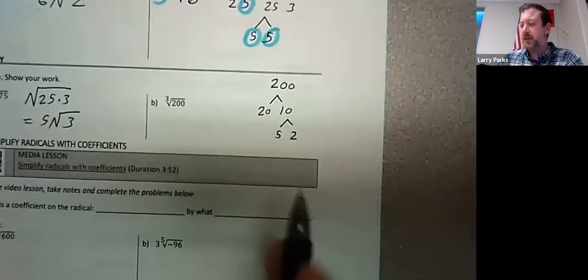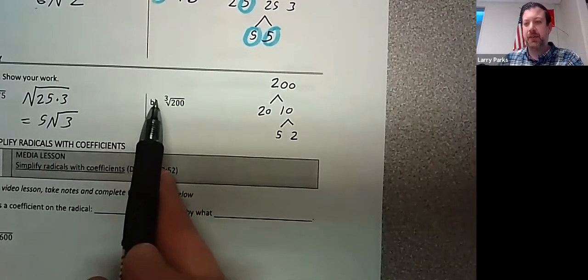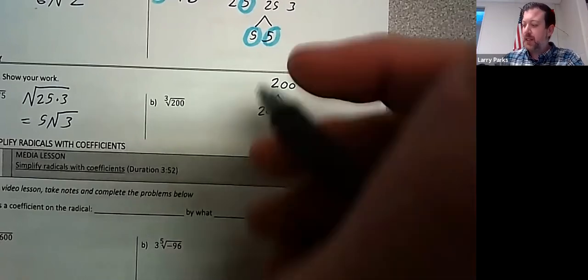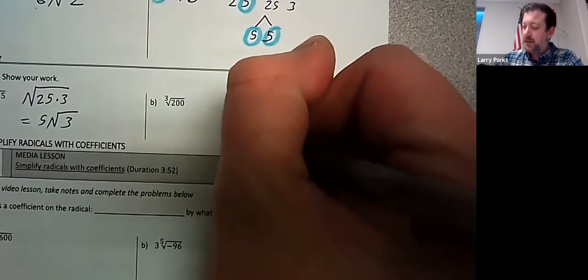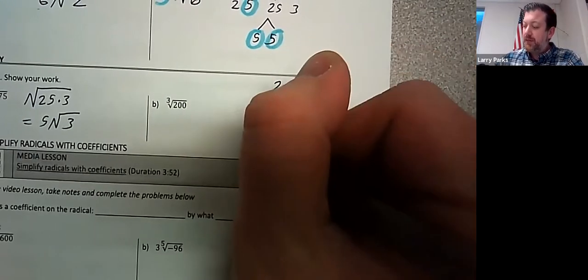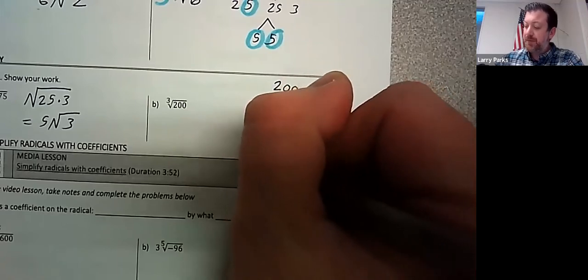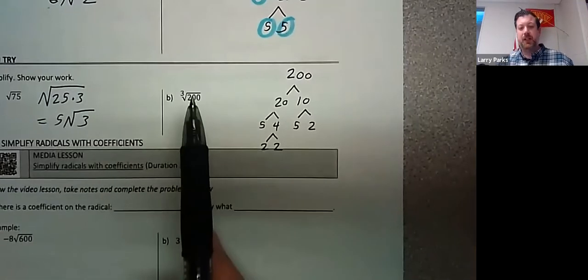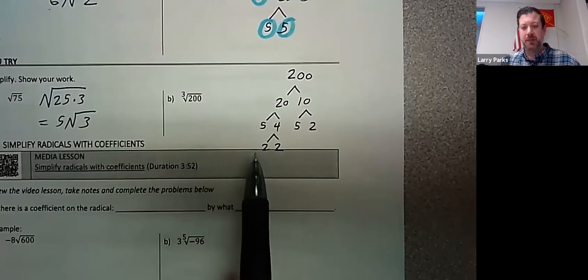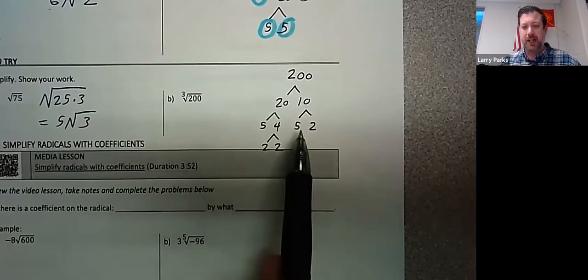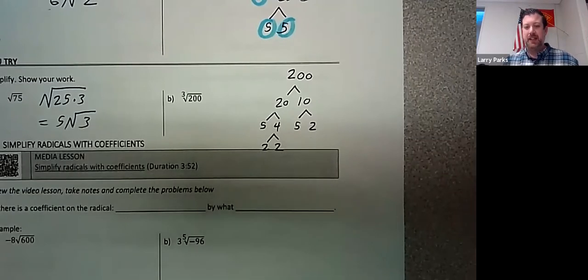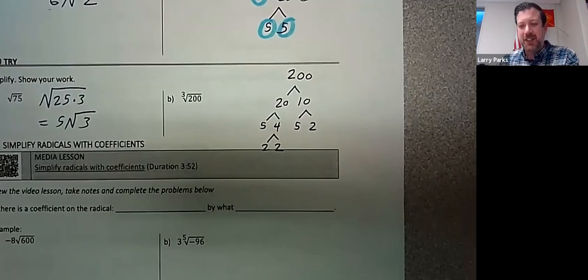What I'm trying to do is make prime factors where I have 3 of them. 20 is 5 times 4. And 4 is 2 times 2. So 200 equals 5 times 2 times 2 times 5 times 2. Now you may notice that I said 2 three times.